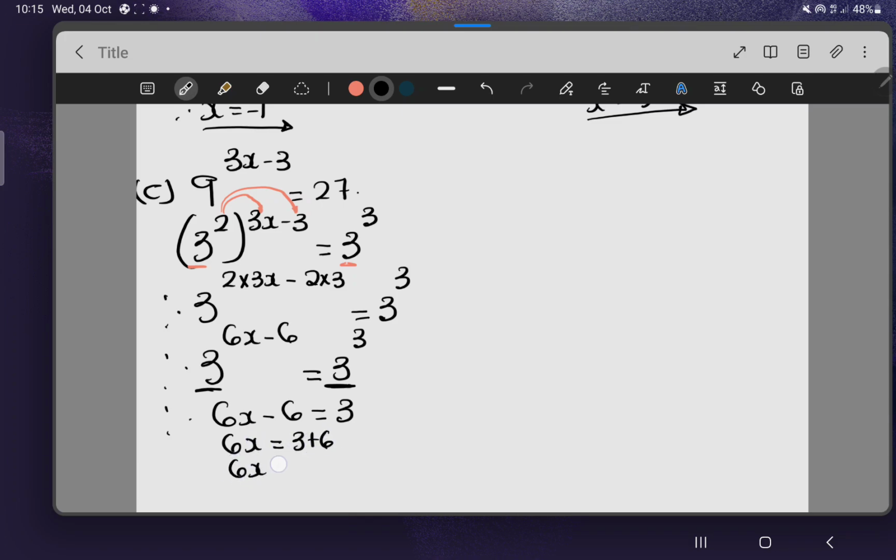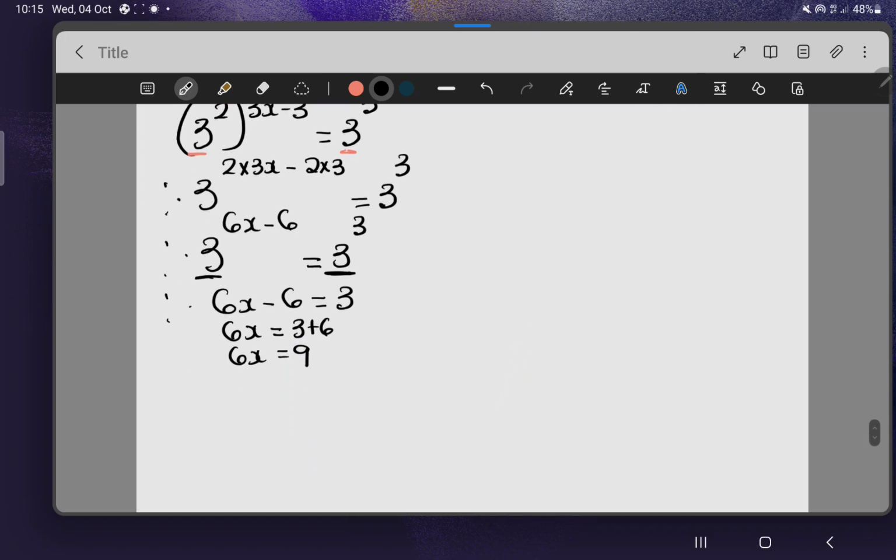Then 6x, which is equal to 9. Then what to do now that we want to get rid of 6? We have to divide both sides by 6. So the law says that what you do on the left-hand side must be done at the right-hand side. Therefore, the answer is 9 over 6.